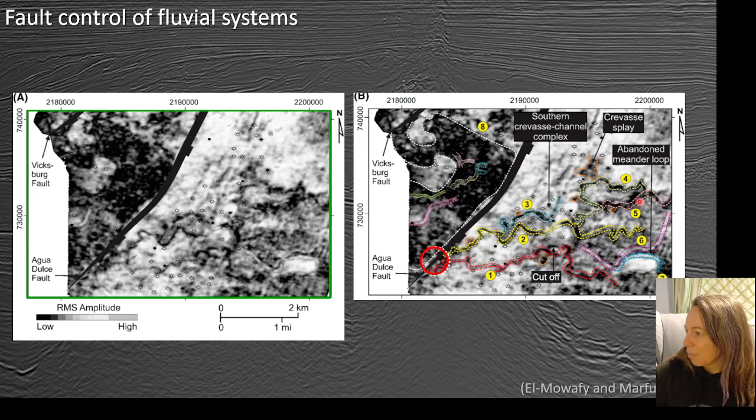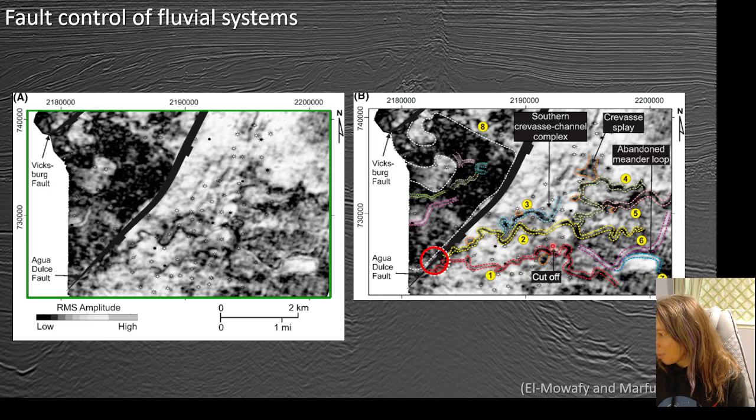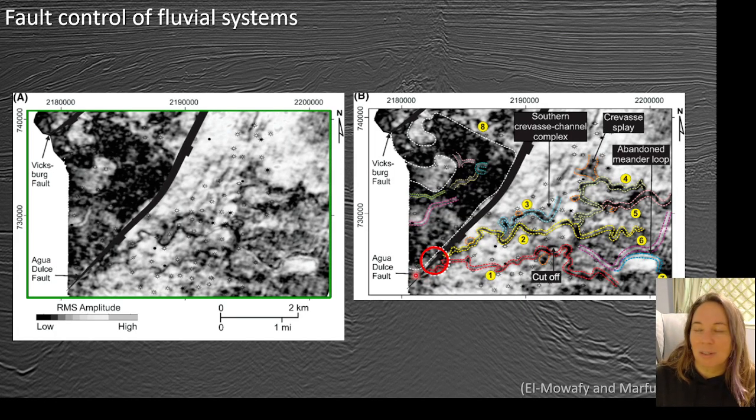And just a few other areas. Here we've got a cutoff. Here it looks like we've got an oxbow marked in orange down here. And then we can see where it kind of intersects, at least on this horizon, with the Agua Dulce fault.